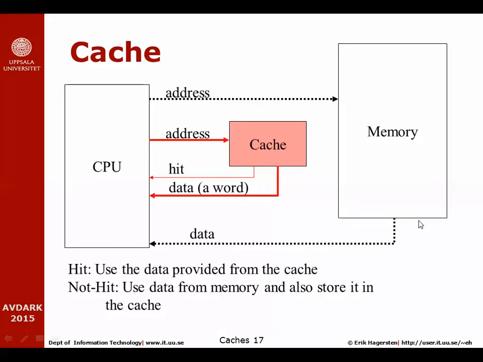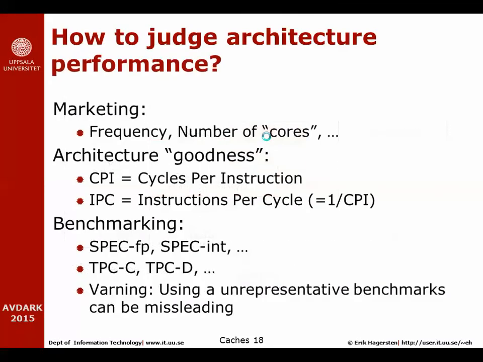So there you have it. That's how you implement the cache. You provide an address, back comes a hit signal, and back comes the data that you're looking for. If it's a hit, you use the data provided by the cache. If it's not a hit, you use the data from the memory, and you may also store it in the cache to be used at a later point in time.